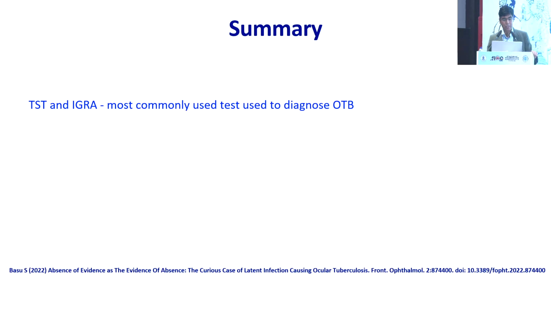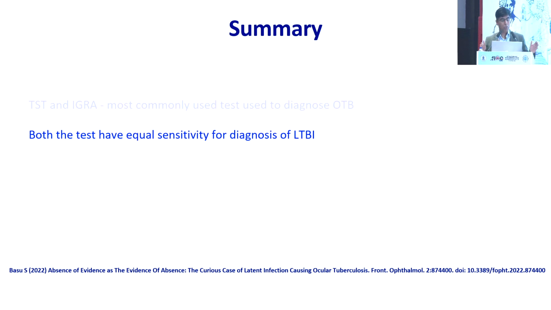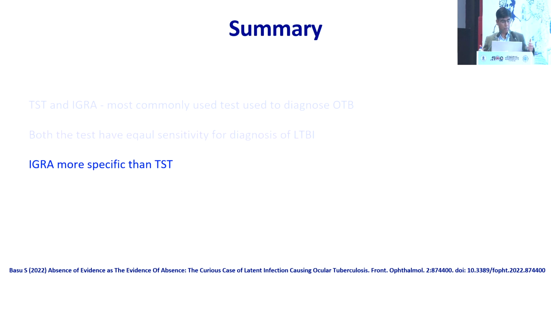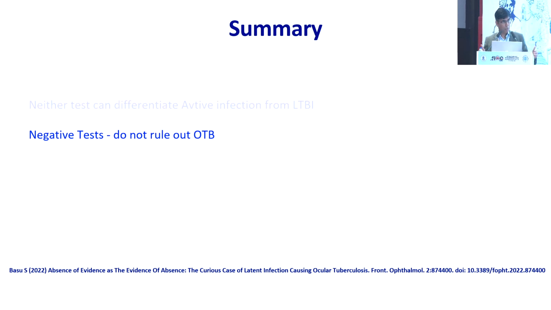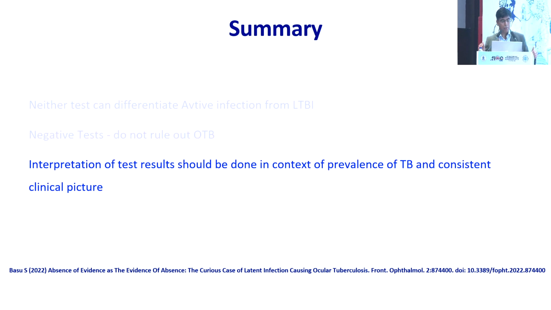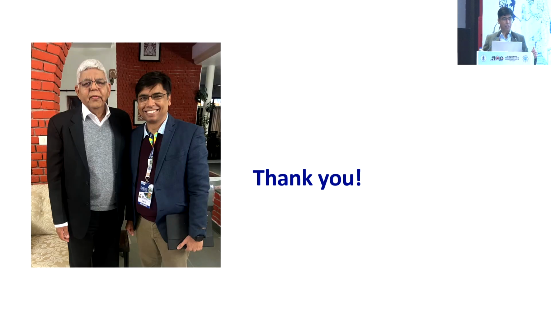So to summarize, TST and IGRA are the most commonly used tests to diagnose ocular tuberculosis. Both the tests have equal sensitivity for diagnosis of latent TB. IGRA probably is more specific than TST. Neither test can differentiate active infections from latent infections. Negative tests, as I had shown in the second case, do not rule out ocular TB, and interpretation of tests should be done in context of prevalence of TB and consistent clinical picture. That is very important.